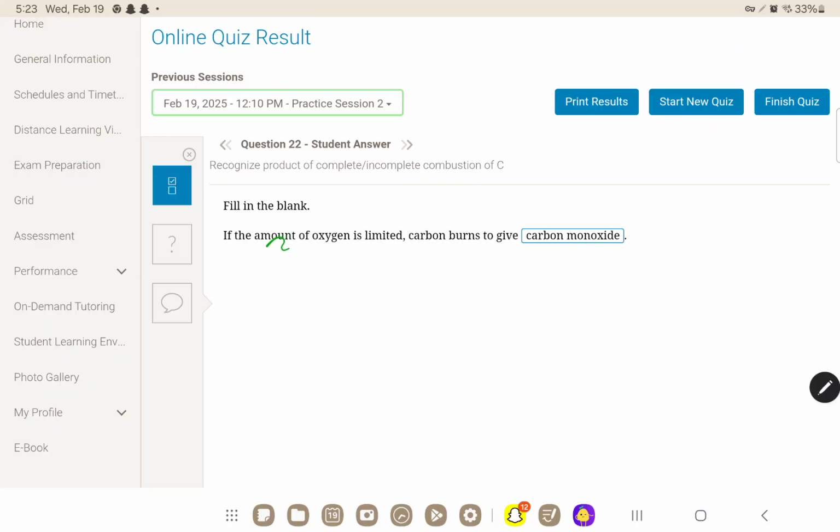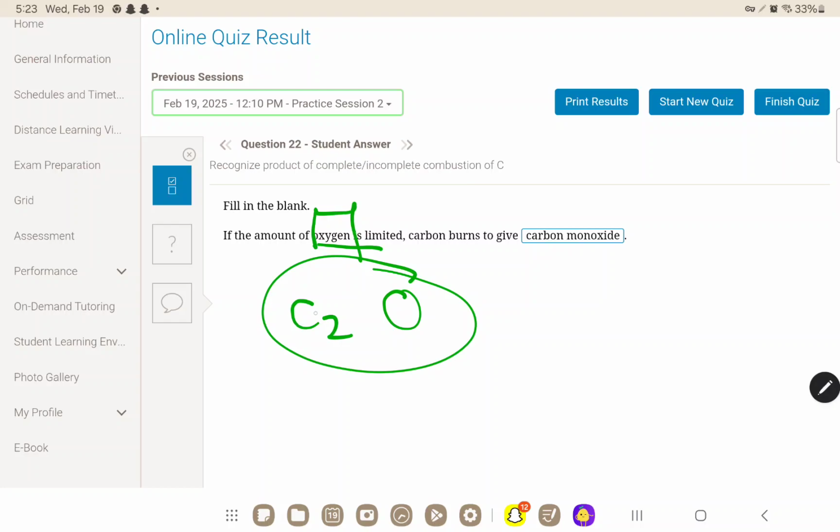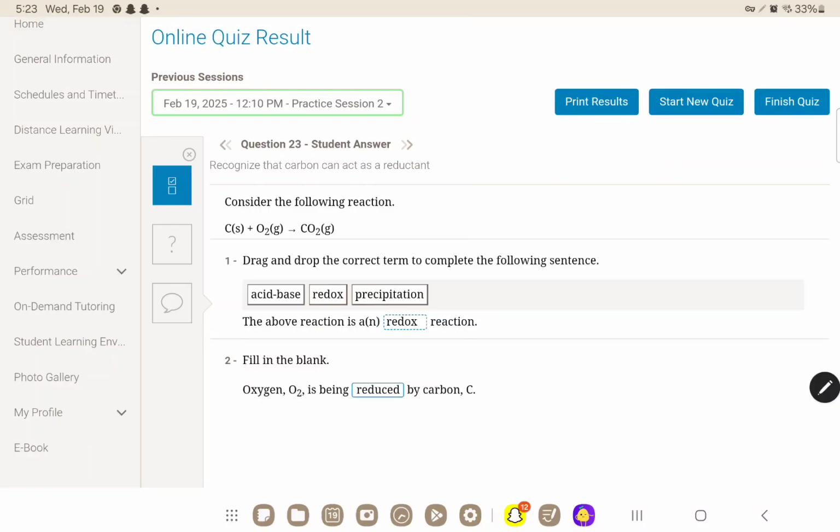Now, when you have a limited amount of oxygen, carbon burns. Now we know carbon burns with oxygen. C burns with O2. But they're telling you the amount of oxygen is limited, so you have O. So you have CO, carbon monoxide, one oxide. Memorize it, but also understand it. Now, the above reaction is a redox reaction because you're adding O to make a compound. O2 is being reduced because O2 is an oxidizing agent that gets reduced. And C is the reducing agent that reduces O2.